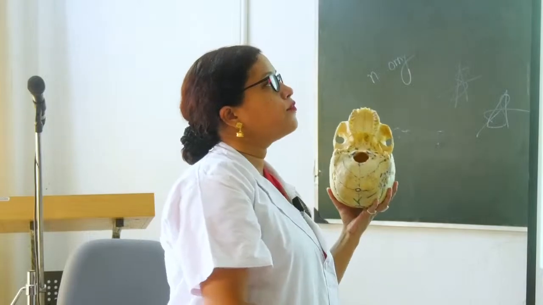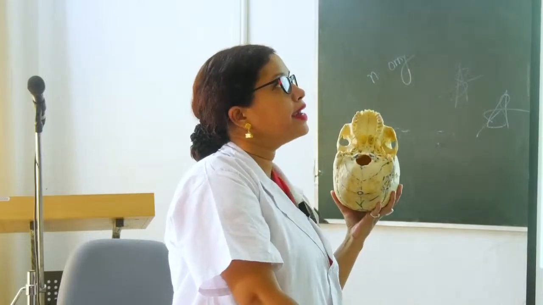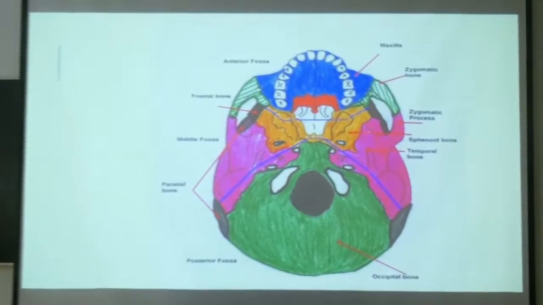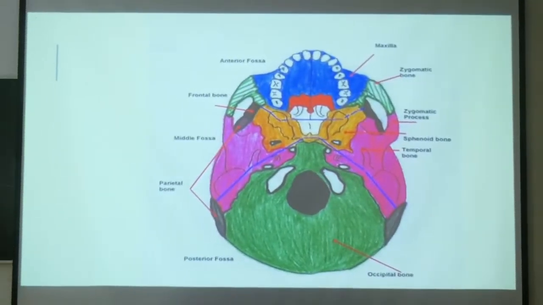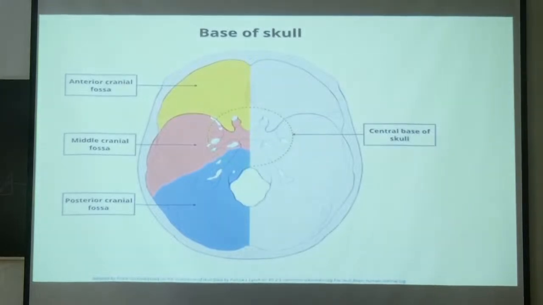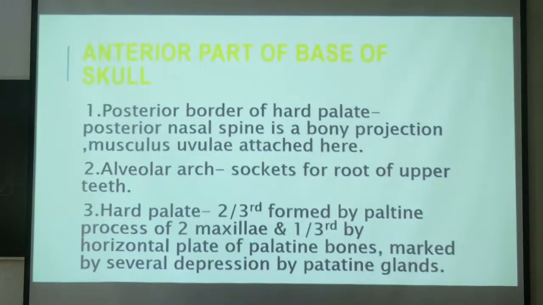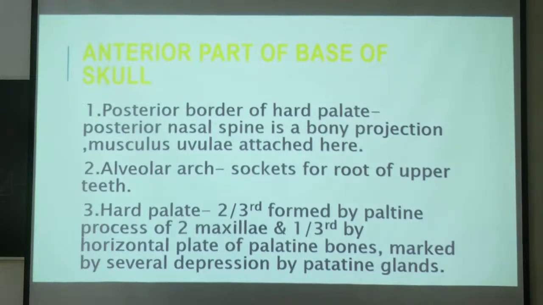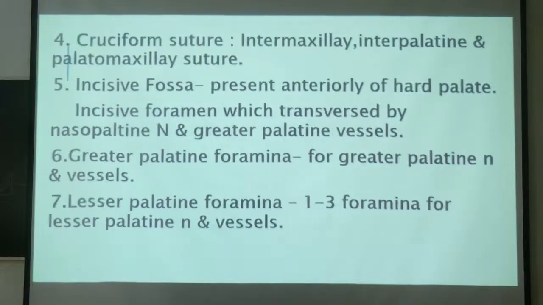So now see, the blue line is the anterior cranial fossa, the middle one is the middle cranial fossa, and the last one, the total occipital bone, is the posterior cranial fossa. Okay. So these are the three demarcations. Now the first one, this thing I have already told. Okay. The palatine glands and the different structures.